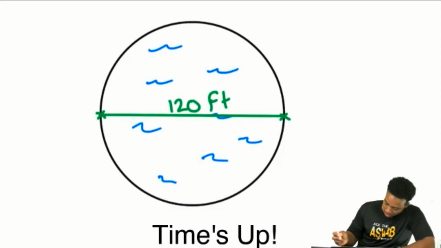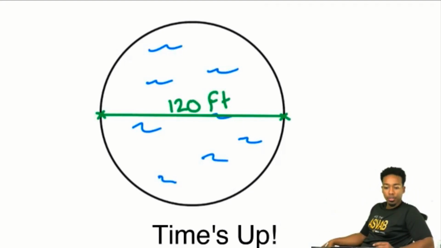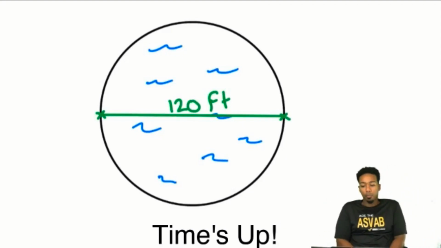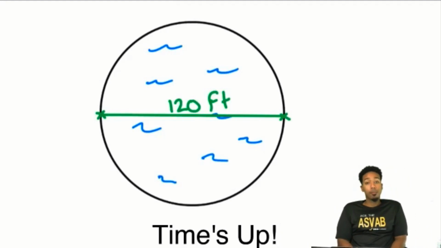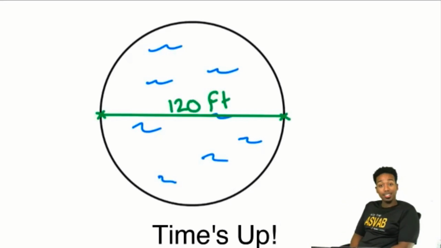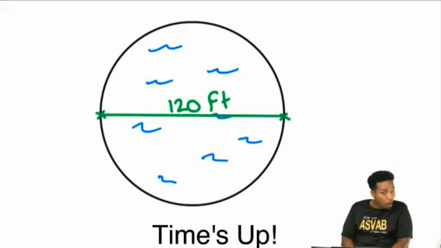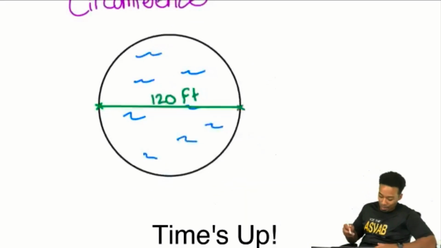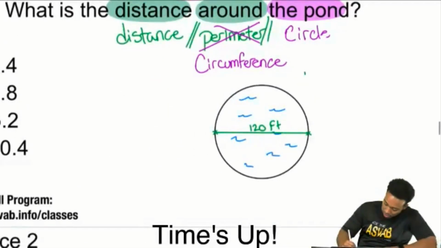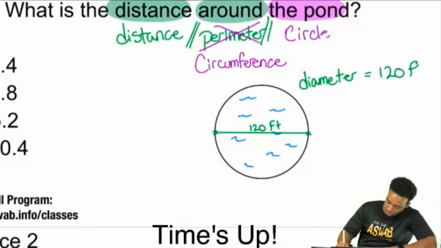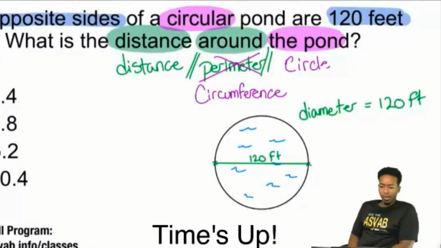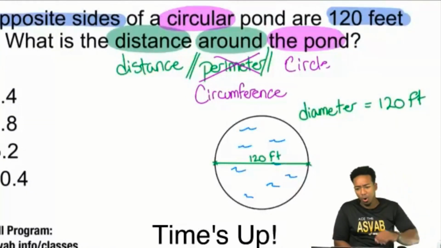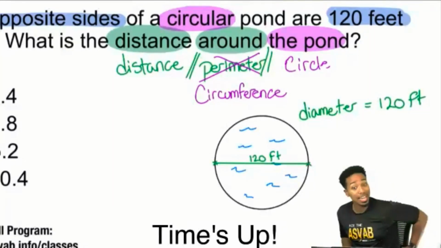120 feet. Everybody, what is that? If I draw it out for you, what is that 120 feet? Diameter. Yeah, you're going from end to end. That is the entire distance across the circle. That is diameter. So I can tell you right now that we are given diameter equals 120 feet. Everybody, did this problem just become a lot easier? Oh yeah, this problem just became a heck of a lot easier.